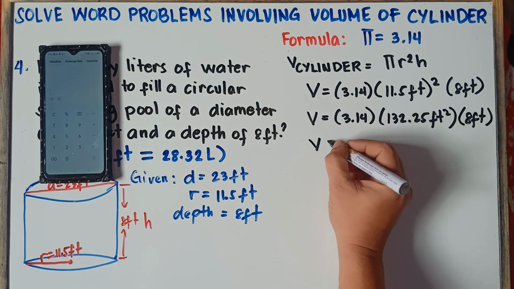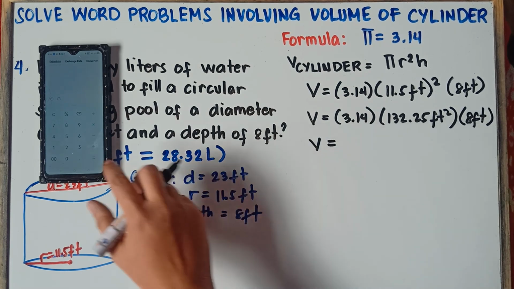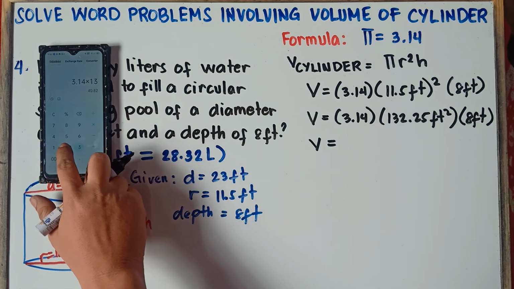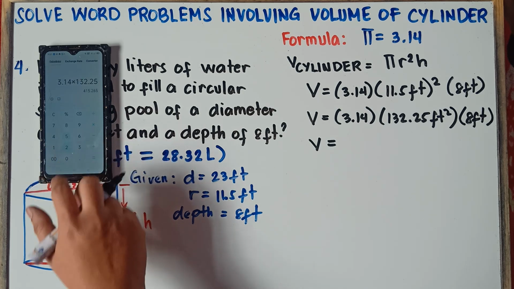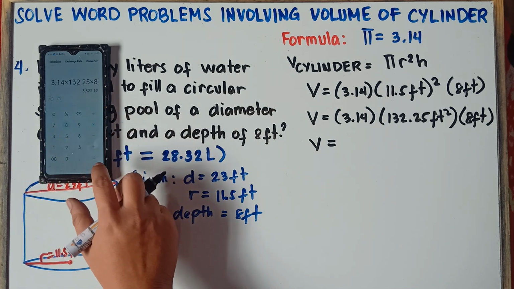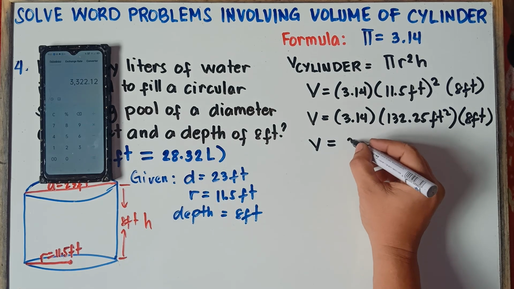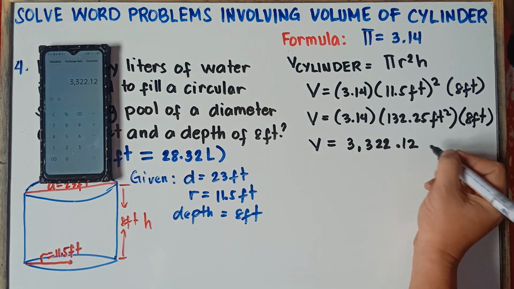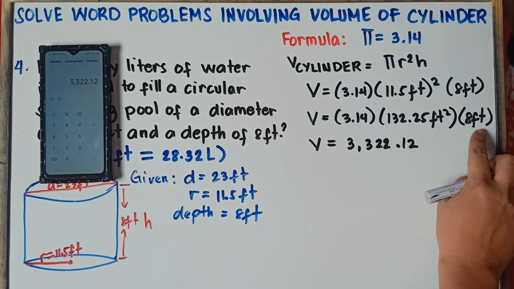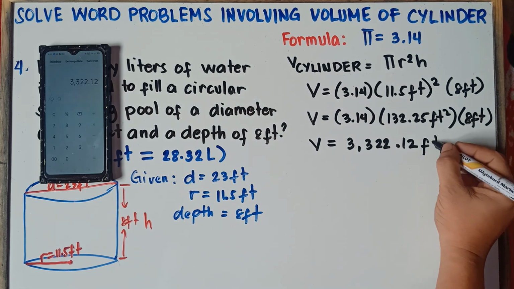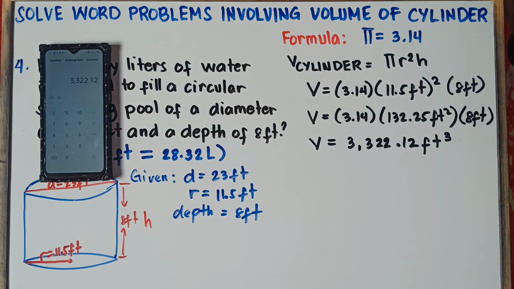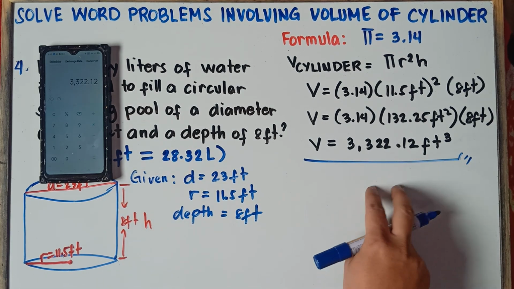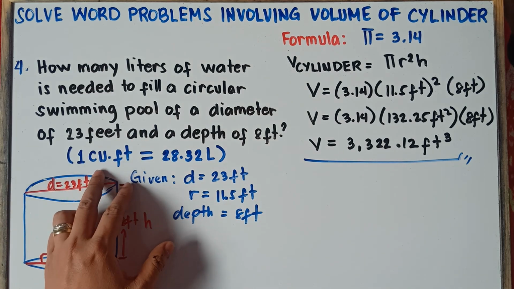Alright, and then the volume will be, so simply multiply this one, class, 3.14 multiplied by 132.25 and then times 8. So the answer would be 3,322.12. And then feet squared times feet would be cubic feet. So cubic feet, and this will be the volume, class. Once we get the volume, we convert the volume into liters. And this will be the conversion.